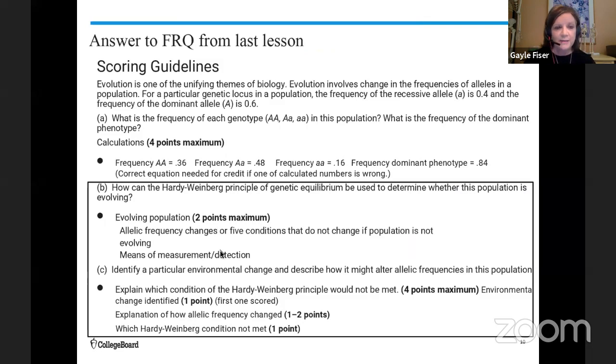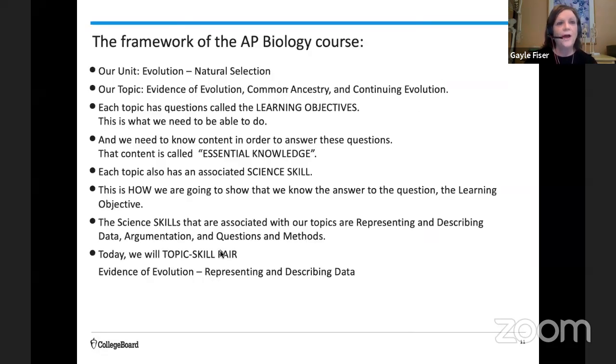So this is the rubric. See what I was talking about? Very, very busy. And so if you want to go, and our numbers are correct, and if you want to go down and read all the other options and strategies for B and C, you can do that at your leisure. All right, the framework of the AP Biology course.